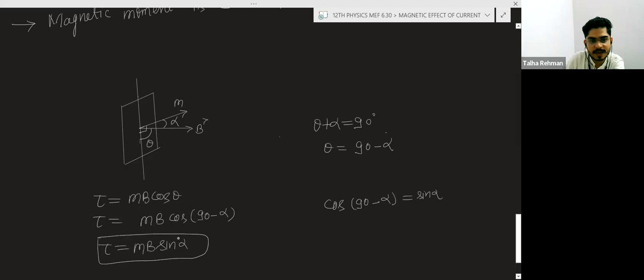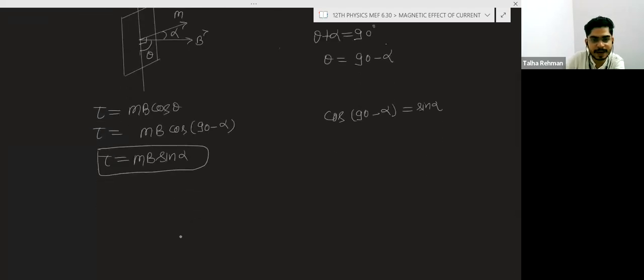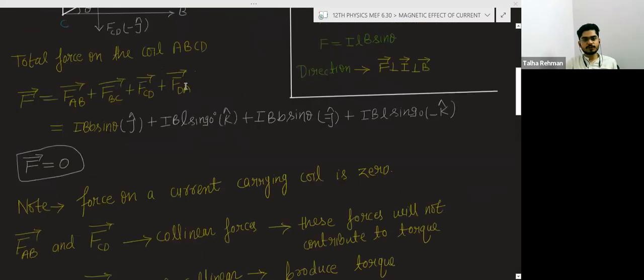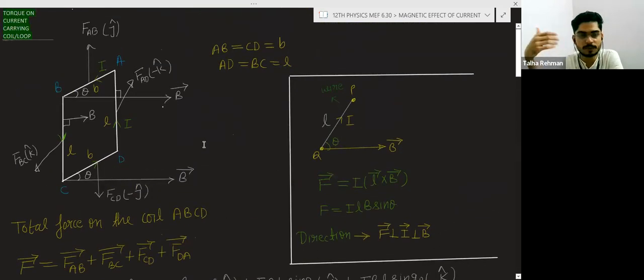And what is alpha? Alpha is the angle between the magnetic moment and the magnetic field. Okay, note down this. This derivation is a little bit complicated, but you will first use this formula in the direction, and accordingly you will do this. Note down this.